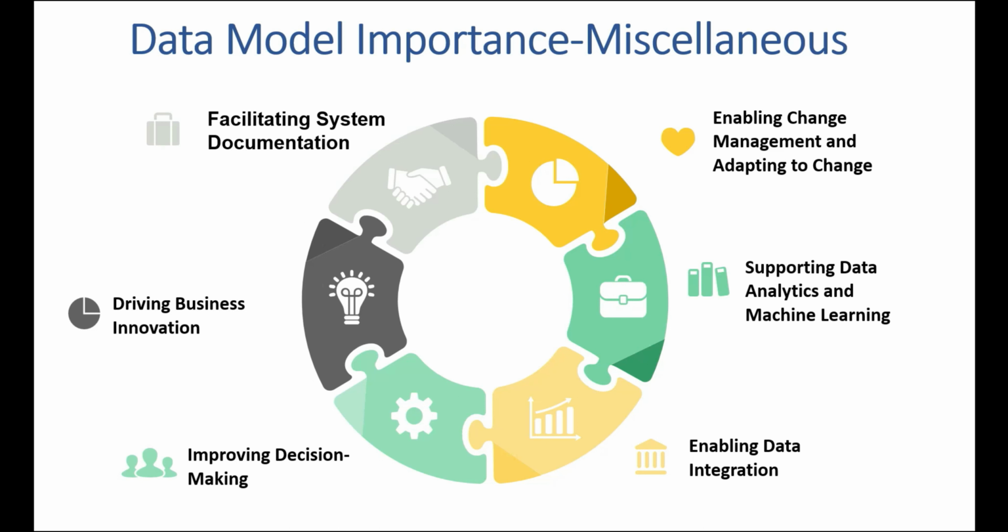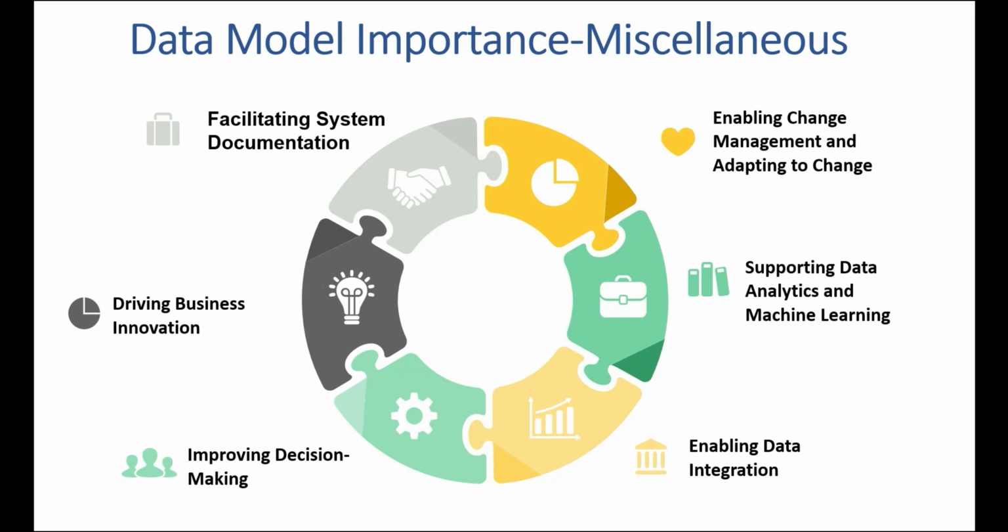And again, let's take an example: a retail chain integrates data from its online store, brick and mortar locations, and inventory management system using a standardized data model. This allows the company, right, to analyze sales trends, manage inventory levels, and provide a seamless shopping experience across different channels and different retail outlets.